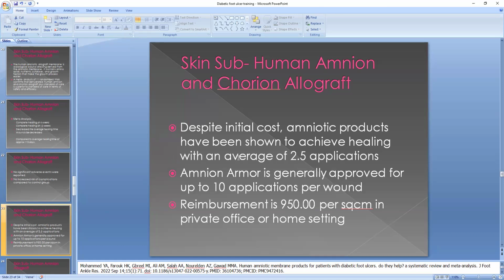But let's just kind of talk about the initial cost is a factor in some of these things, right? But it achieves healing in about 2.5 to 5 applications in some cases, which is great. And generally we get approved for up to 10 applications per wound. And the reimbursement can definitely help in the private office or home setting.